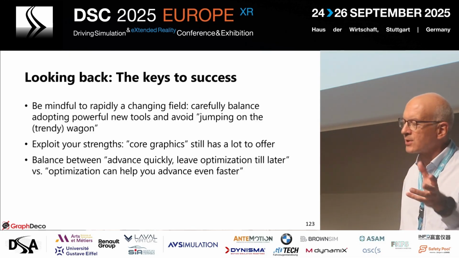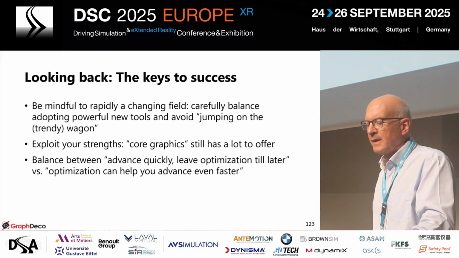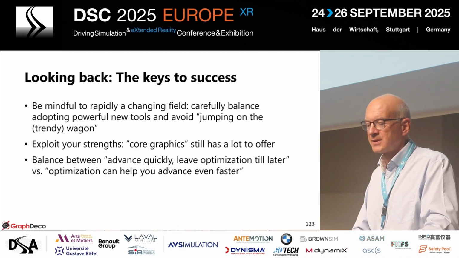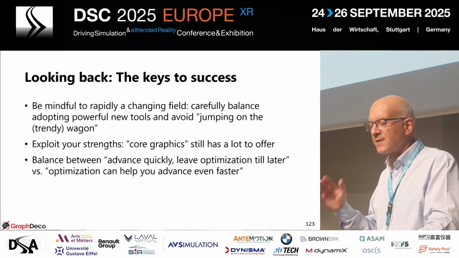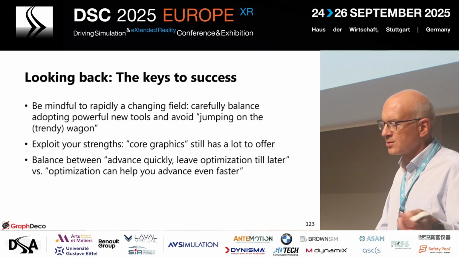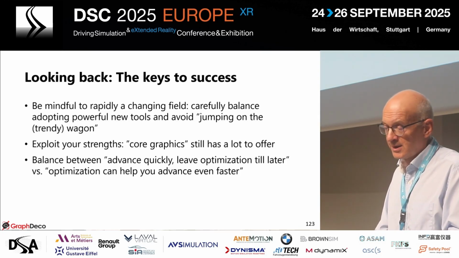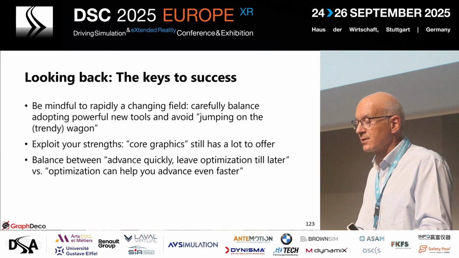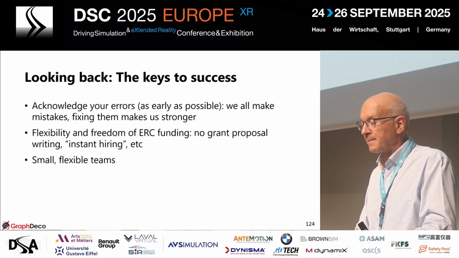On the one hand, we were looking at NeRF, but we developed something new. It's important to exploit your strengths, so we had core graphics, and that still has a lot to offer. And there's this balance between advancing quickly and leaving optimization till later. And as I showed in the talk, the fact that we could optimize fast allowed the algorithm to advance much more rapidly.